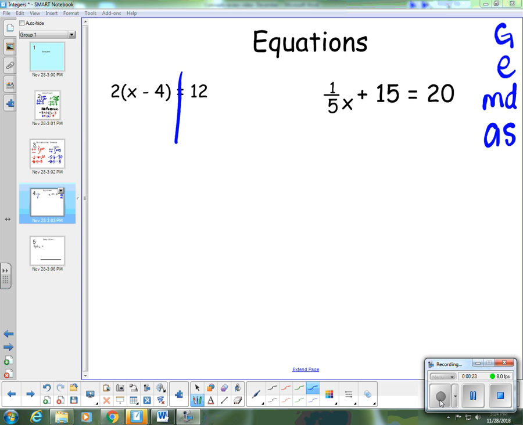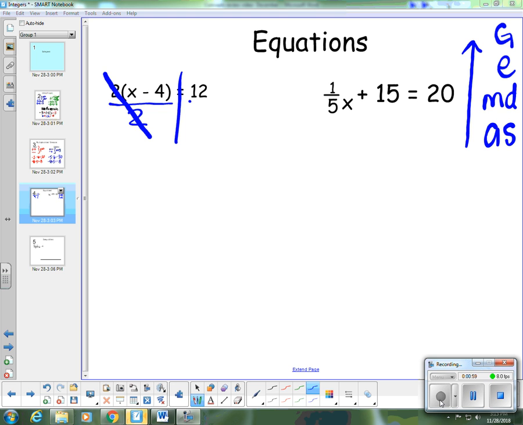which numbers to get rid of first. So we have the first problem here, 2 times the quantity x minus 4 equals 12. Now, this one's a little bit tough because normally we get rid of subtraction and addition first. However, this one's inside grouping symbols. And when we're working in reverse order of operations, grouping symbols are last. So we're going to get rid of the 2 first. And the way I get rid of the 2 that's being multiplied by that difference is I divide by 2. And that helps me cancel it out.